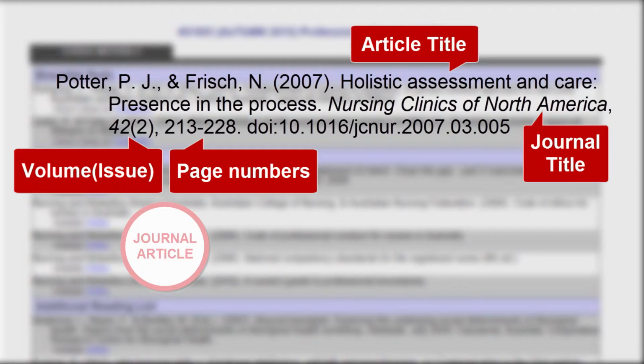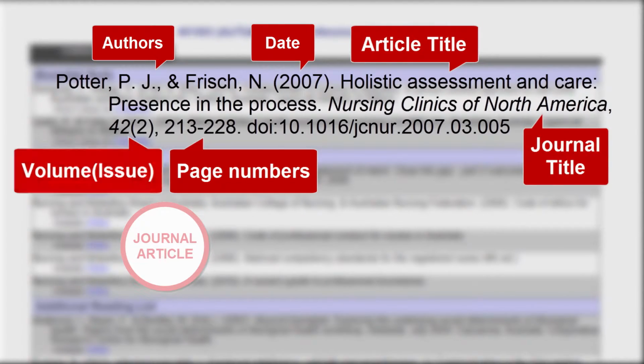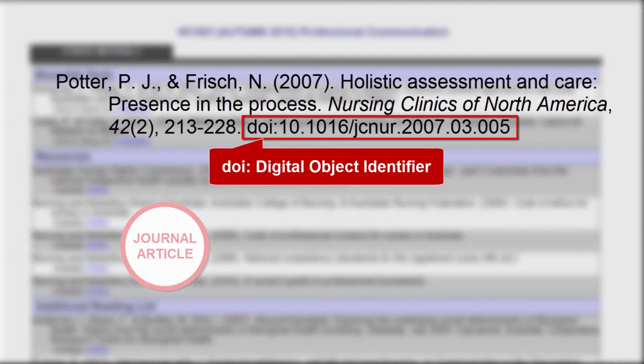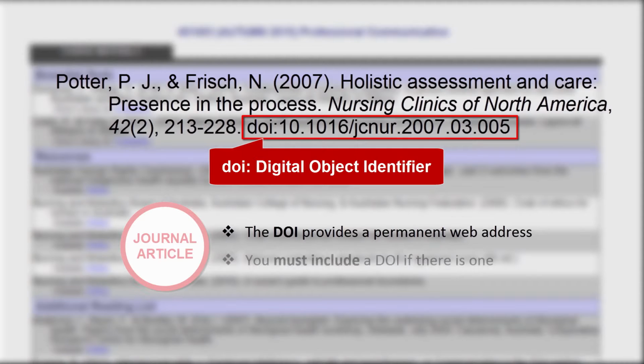Look carefully at the different elements that make up a journal reference: authors, date, article title, journal title, volume, issue, page numbers, and finally DOI. What is a DOI? DOI is short for Digital Object Identifier and provides a permanent web address for a resource. APA rules require you to include the DOI if there is one.